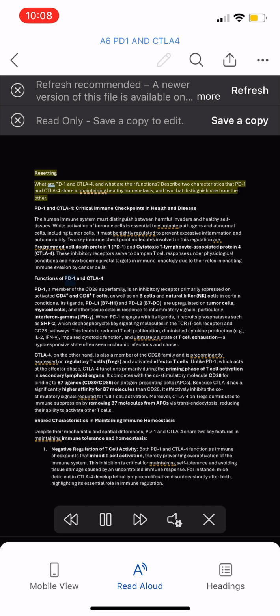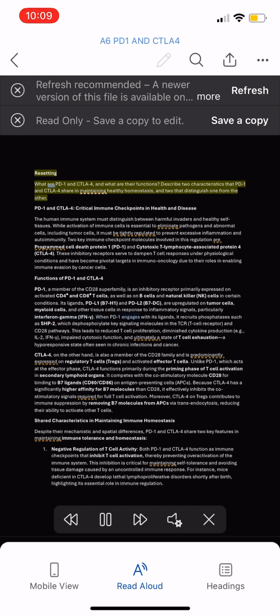Functions of PD1 and CTLA4. PD1, a member of the CD28 superfamily, is an inhibitory receptor primarily expressed on activated CD4 and CD8 T cells, as well as on B cells and natural killer, NK, cells in certain conditions. Its ligands, PDL1 (B7H1) and PDL2 (B7DC), are upregulated on tumor cells, myeloid cells, and other tissue cells in response to inflammatory signals, particularly interferon gamma, IFN-γ.